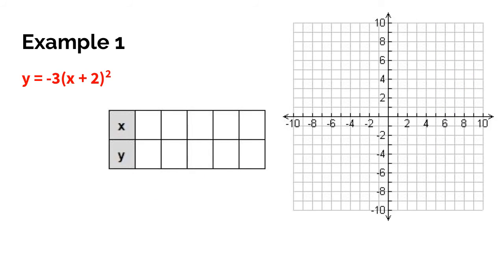All right, now I want you guys to try this one on your own. So I have negative 3 times x plus 2 squared. So identify where the vertex is, fill out your table of values, and plot your points. Go ahead, try this one on your own.